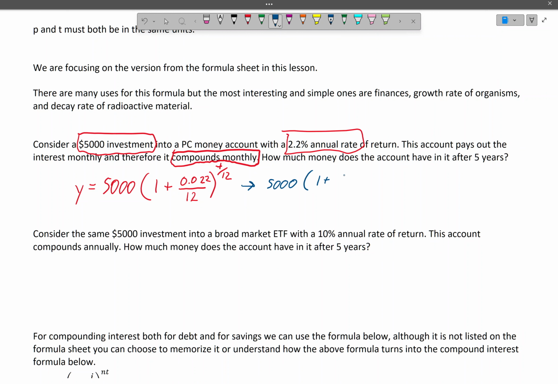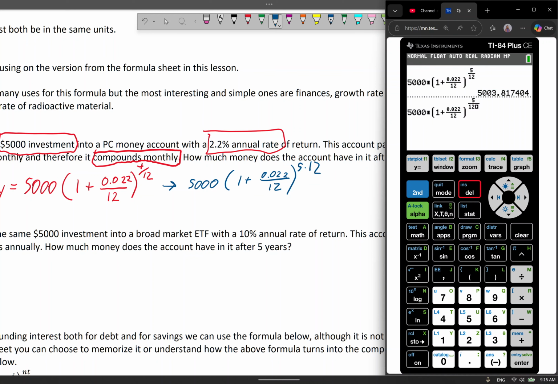and it's not very much extra money. Oh, you know why? Because we're not doing it right. This is backwards. This needs to be 5 times 12 because there are 5 years and there are 12 compounding periods per year. So this is actually completely backwards. And I could tell that it's backwards because our numbers are not big enough.